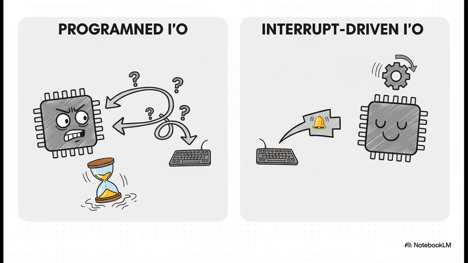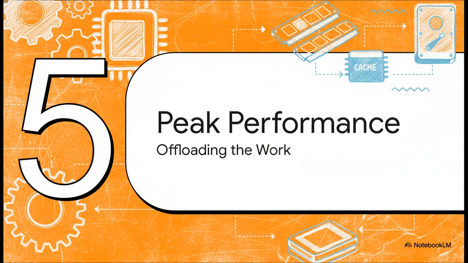A much smarter way to do it is interrupt-driven I/O. Here, the CPU just goes about its business, and when you finally press a key, the keyboard sends a signal, an interrupt, that's basically like ringing a doorbell to say, "Hey, I've got a keystroke for you when you're ready." This frees the CPU up to do useful work instead of just waiting around. Interrupts are a massive improvement, for sure.